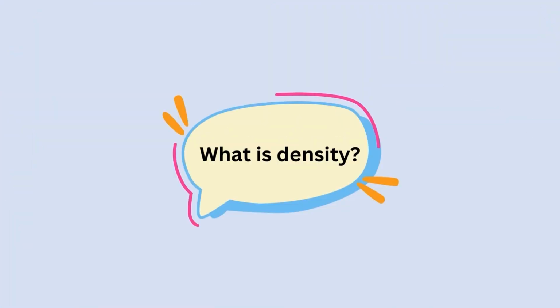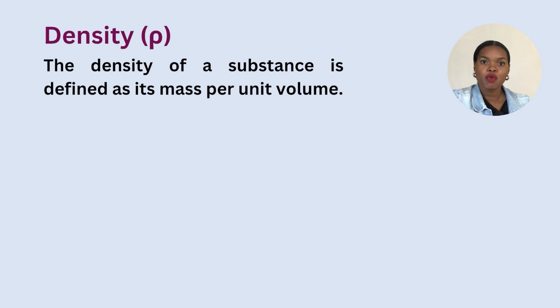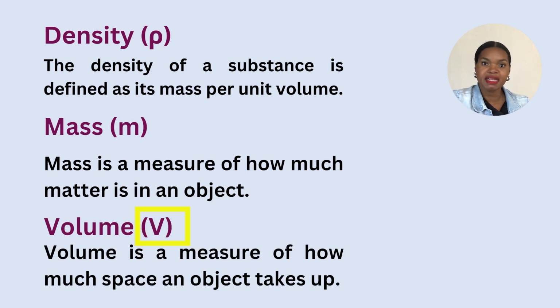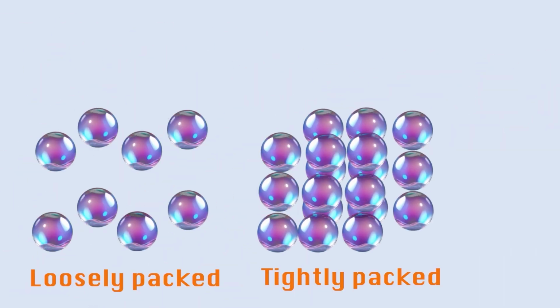What is density, you may ask? Density, represented by the symbol ρ, is defined as the mass per unit volume, where mass with symbol capital M is a measure of how much matter is in an object, and volume with the symbol capital V is a measure of how much space the object takes up. Density therefore gives us an idea of how tightly or loosely packed matter is within a space.